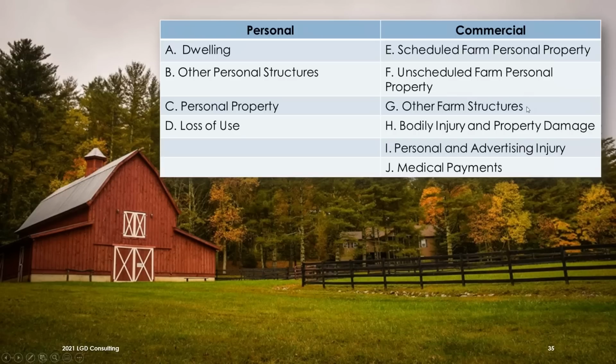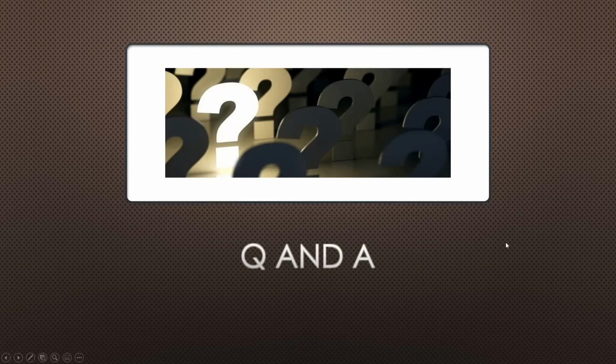Coverage G is other farm structures. That would be the barn, the fences to keep the livestock in, whatever it may be. H will be bodily injury and property damage to personal and farm. Personal advertising injury is only associated with the business portion of the policy. And of course, medical payments. Now, bodily injury and property damage, H and J, is for personal and commercial, but I is basically the farm, the business. But that's kind of how farm works.